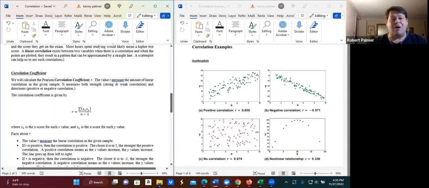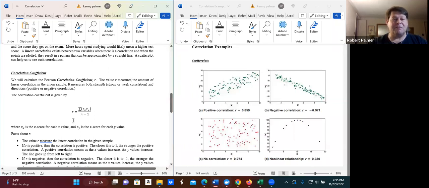And it says the value of r measures, and that should actually be an s, measures the amount of linear correlation in the given sample. It measures both strength, strong or weak, basically how well it fits on a line, once again talking about a linear correlation, right? How well it fits on a line, and also direction, positive or negative, meaning it's going up from left to right or down from left to right.